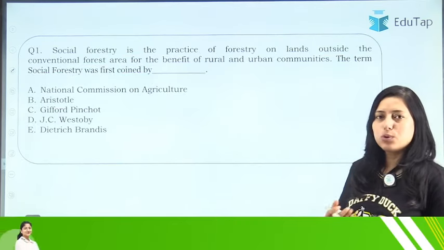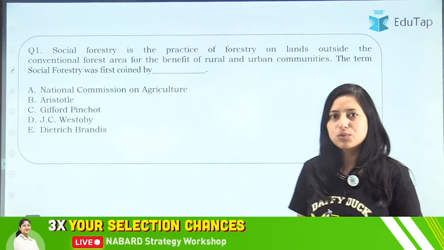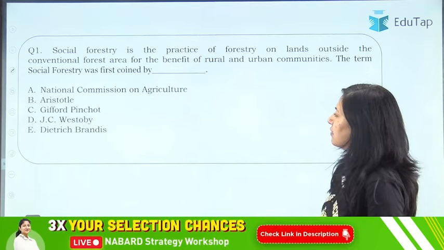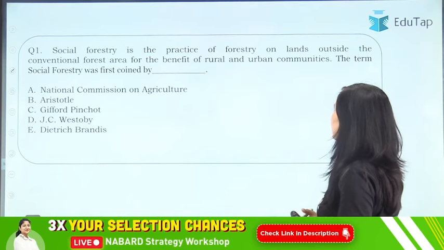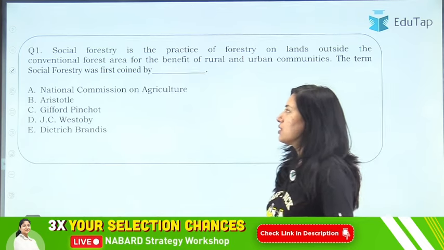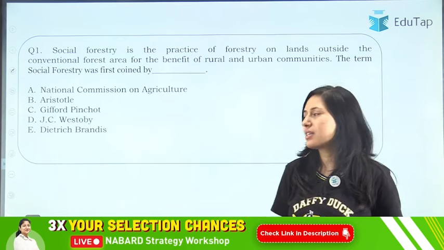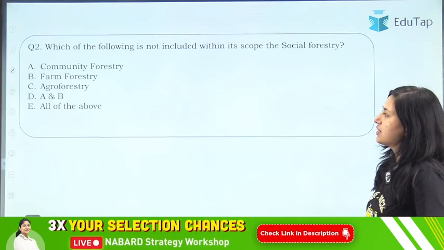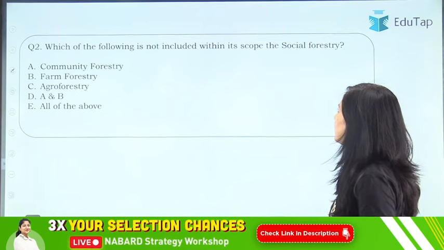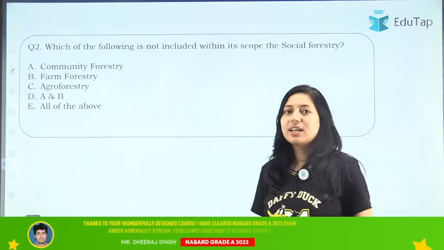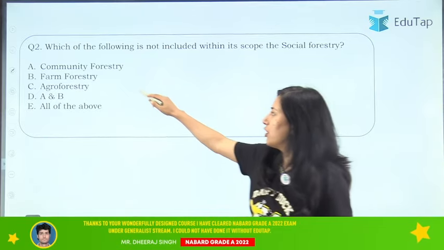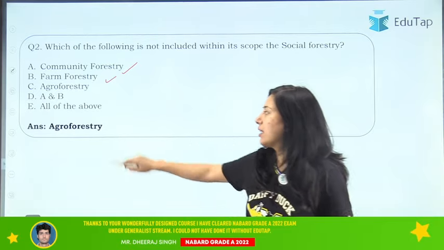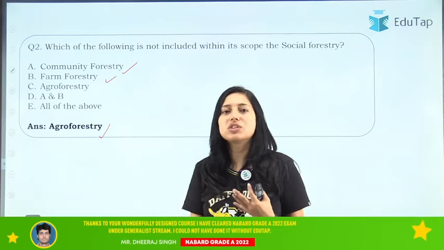Now let us discuss questions based on the concepts which we have discussed so far. First: social forestry is the practice of forestry on land outside the conventional forest area for the benefit of rural and urban communities. The term social forestry was first coined by, it is very easy, J.C. Westoby, right? Next question: which of the following is not included within the scope of social forestry? We have discussed that community forestry is under social forestry, farm forestry is there, but agroforestry is not under the scope of social forestry.